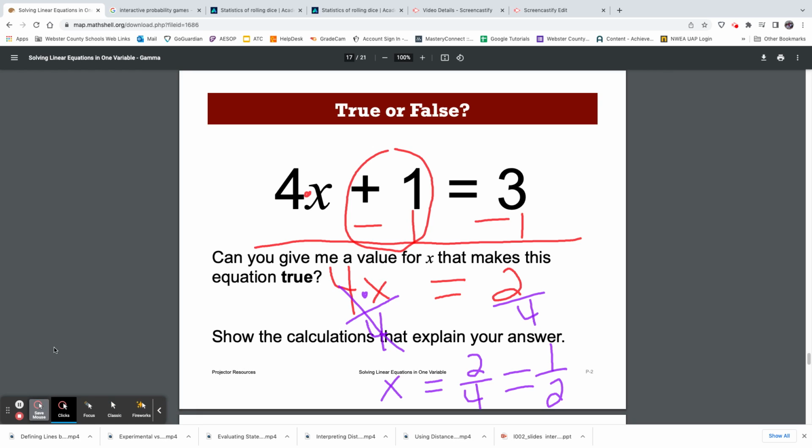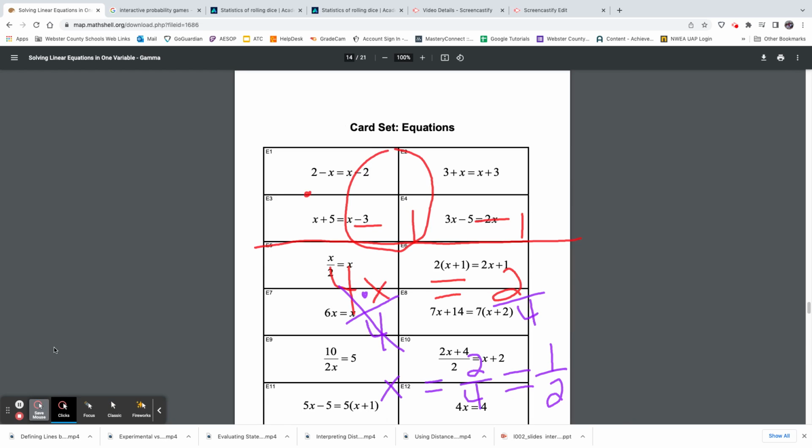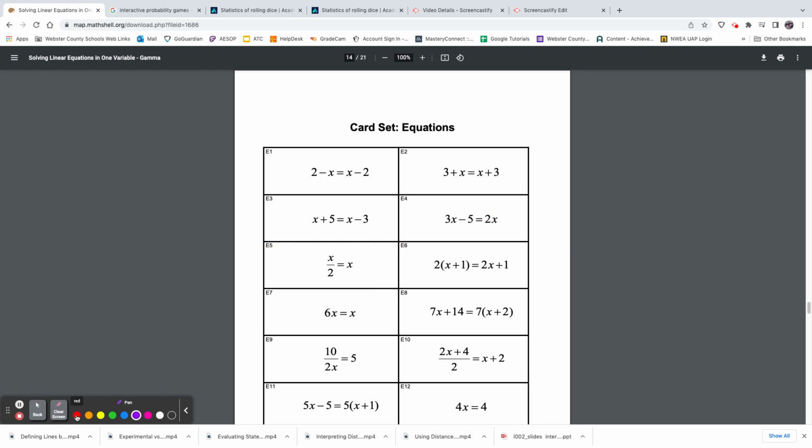So in this set, what you're asked to do is take this set of equations and make 3 columns. One column, you're going to put it's always true. Now, if you put the equation in the column that is always true, that means it doesn't matter what number you choose to plug in, it's always going to be true. So you're going to be cutting out these cards and placing them where you think they need to be. If they're always true, put them in the always true column.